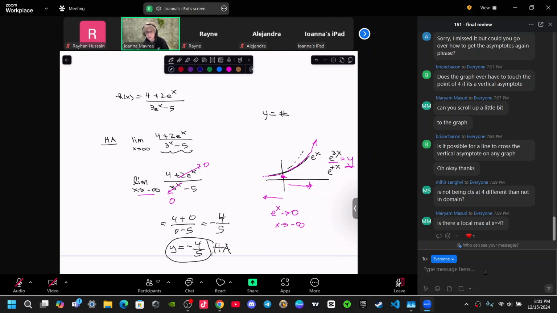So now you have to do the same thing on the other side. As x goes to positive infinity, e to the x goes to infinity. So this is 4 plus infinity over infinity minus 5, which is like infinity over infinity. You could use L'Hopital's if you want to here. That's fine. Actually, it would be pretty easy to use L'Hopital's here. It might be the best. Or you can factor out the e to the highest power. Since I already did it one way, I'm going to do it the other way. So you can use L'Hopital's here because this is infinity over infinity. So you're allowed to.